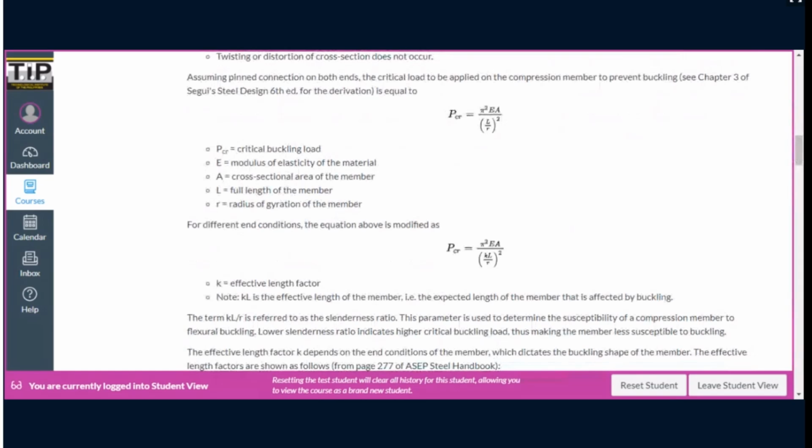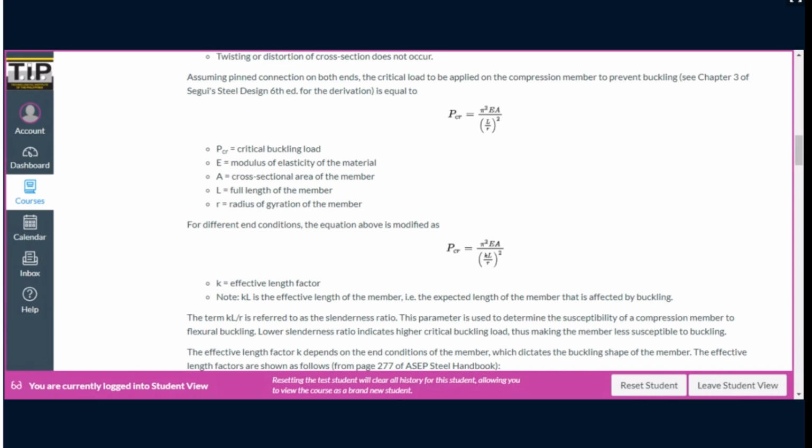Assuming pin connections at both ends, the derivation is at chapter 3. Chapter 3, I don't know, so we may correct this one. Maybe chapter 4 or something, so just verify this one.